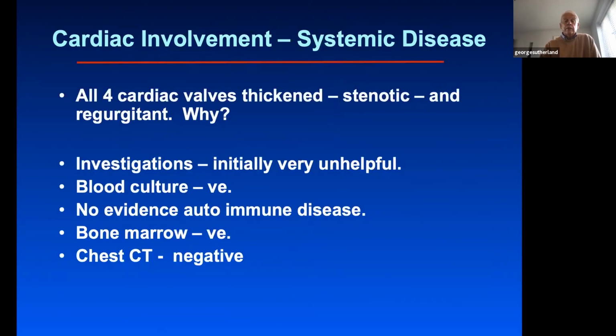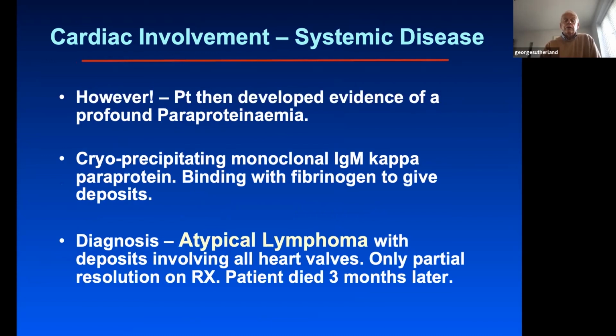Investigations were very unhelpful. No evidence of autoimmune disease, bone marrow negative, blood culture negative. However, he then developed evidence of a profound paraproteinemia. His diagnosis was atypical lymphoma with deposits on all heart valves. He died from severe cardiac failure 3 months later.